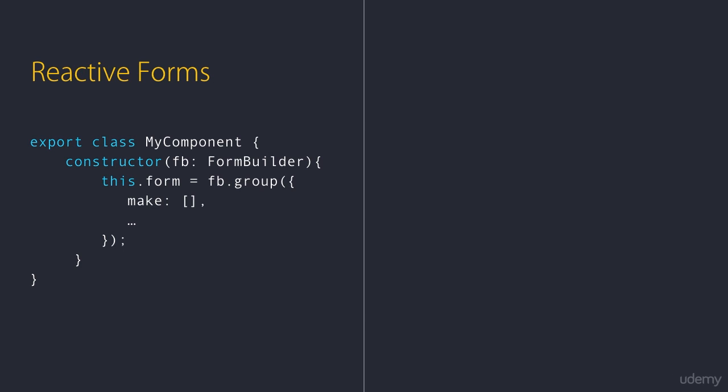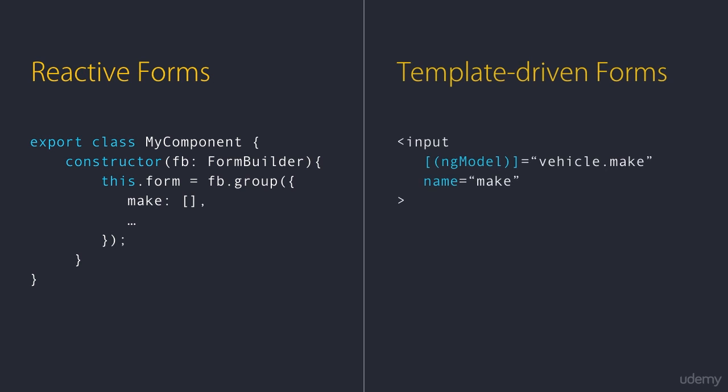Now we can create these control objects in code, and then we refer to those kind of forms as reactive forms, or we can let Angular create these control objects for us. So here we are using a template-driven form, and whenever we apply this ngModel directive and the name attribute to an input field, Angular creates a control object under the hood.